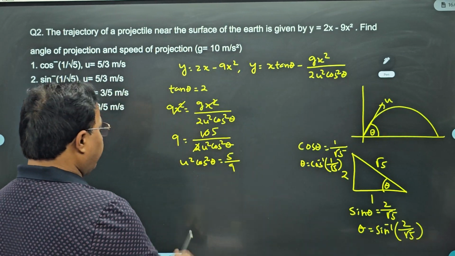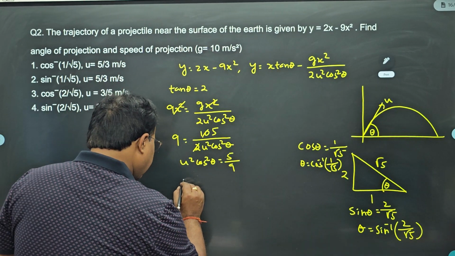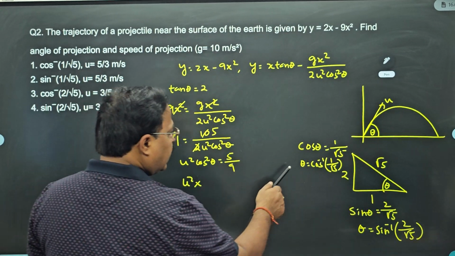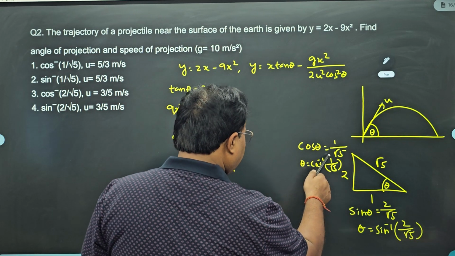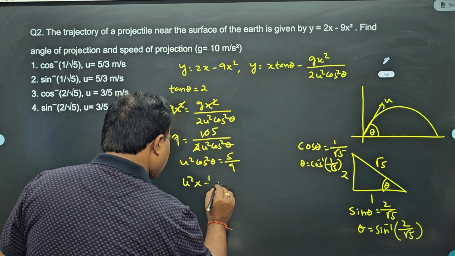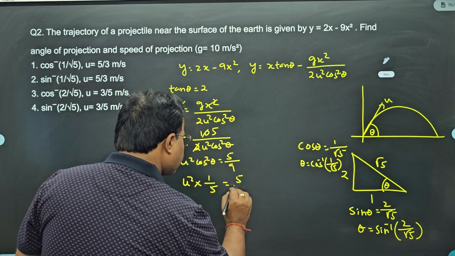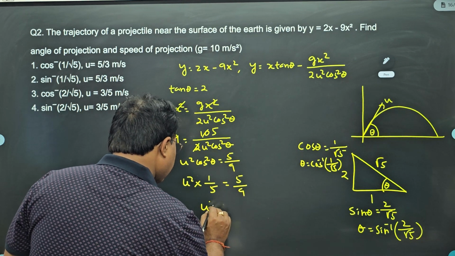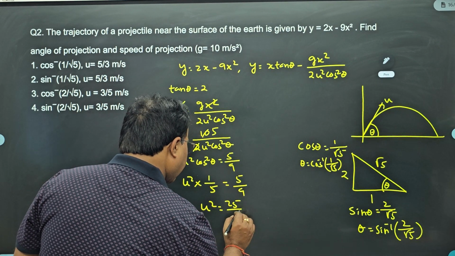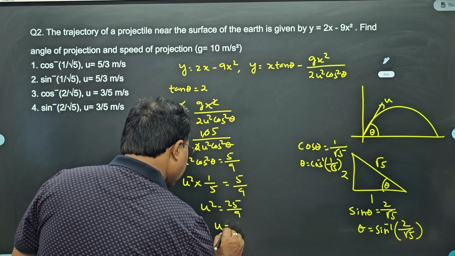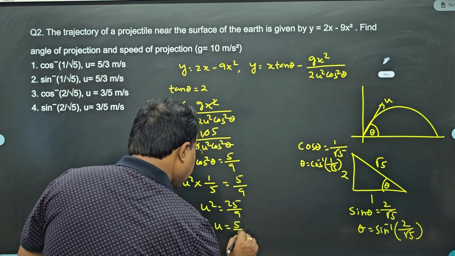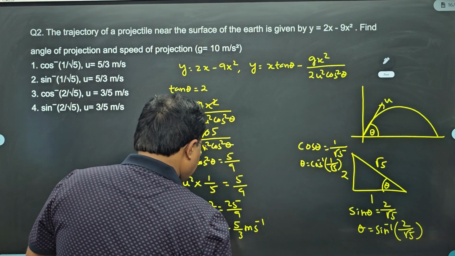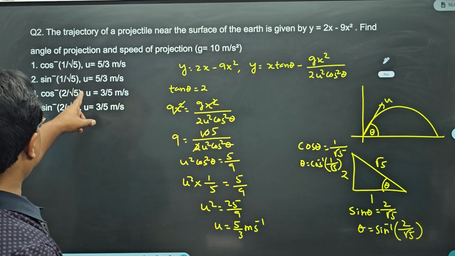Next you have to find the value of u. Now you see here u square. What is cos square theta? If cos theta is 1 by root 5, cos square theta is equal to 1 by 5. So this becomes 5 by 9. So what is u square? U square is equal to 25 by 9. What is u, my dear students? 5 by 3 meter per second. Now you see here, u is equal to 5 by 3 meter per second.